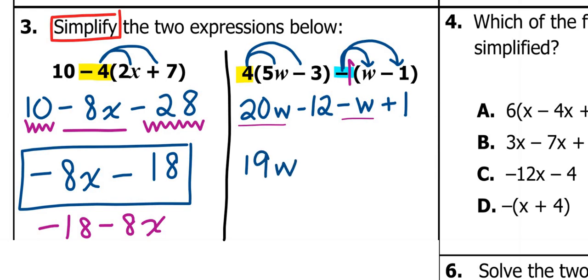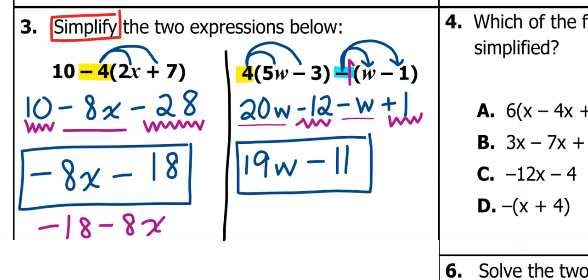Then we have negative 12 plus 1. The signs are different, so you take the sign of the negative 12, so it's going to be a minus, and then you're going to take the difference of 12 and 1. You're going to subtract. 12 minus 1 is 11. So your final answer is going to be 19w minus 11. Just like the last one, if we rewrote this, it would be negative 11 plus 19w.